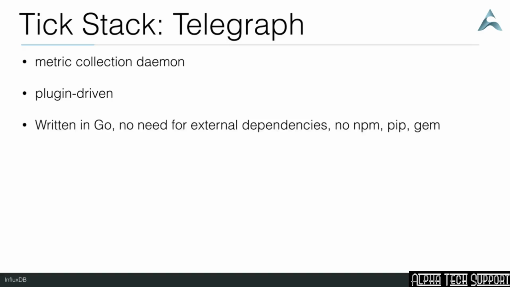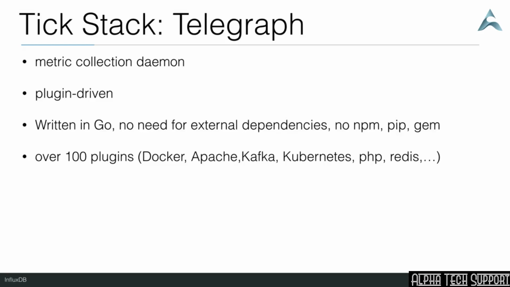It's written in Go, which means that it's compiled into a standalone binary that can be executed on any system with no need for external dependencies. No npm, pip, gem, or other package management tools are required. With over 100 plugins already written and available, it's easy to start collecting metrics from your endpoints. Some examples of these plugins are Docker, Apache, Kafka, Kubernetes, PHP, Redis, and so on.